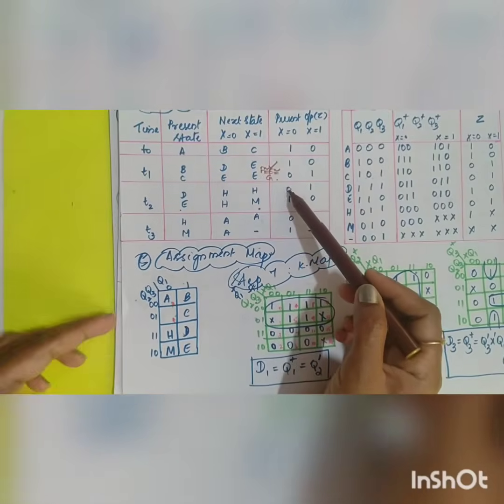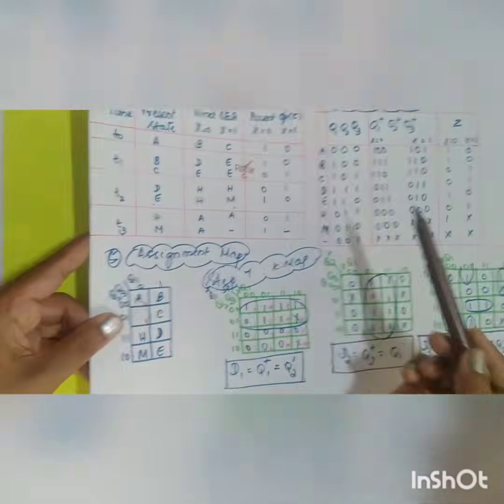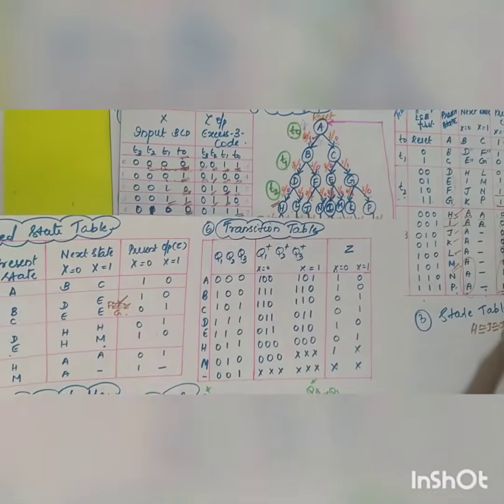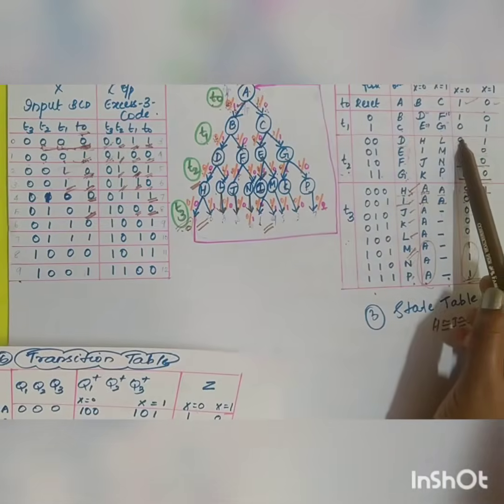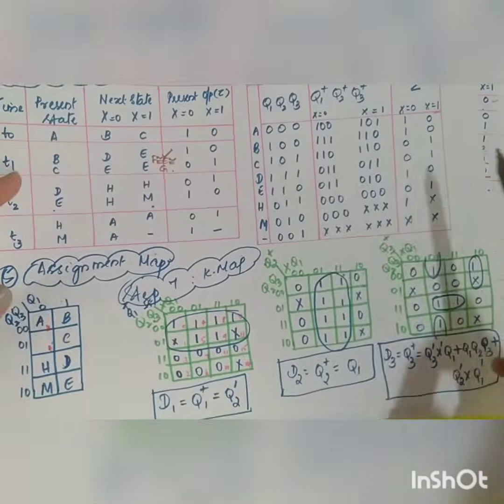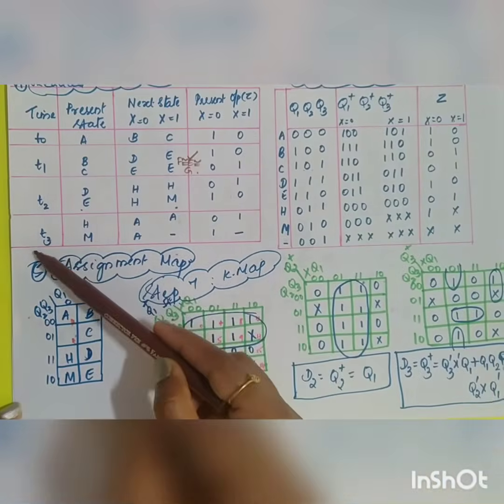So the output will be remaining as 0 and 1, and 1 and 0. See here, the output is, where is the condition? So the output will be remaining 0 and 1, and 1 and 0. It remains the same, 0 and 1, 1 and 0. What about your third state T3?